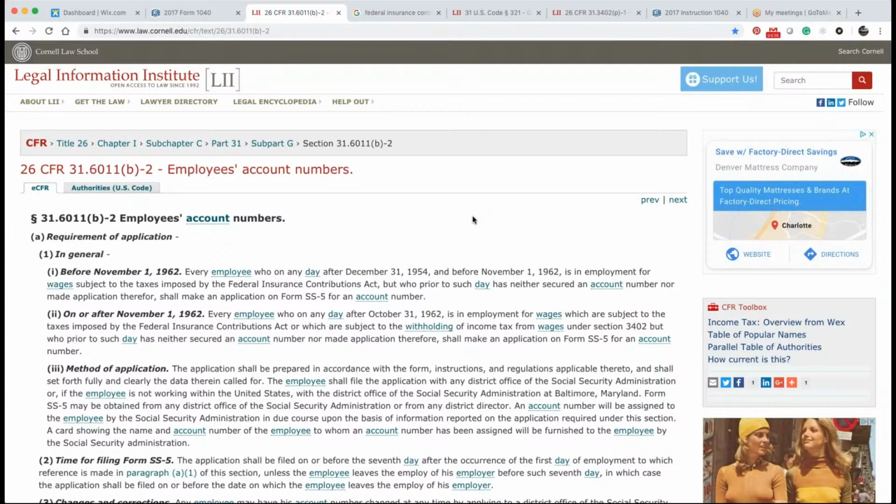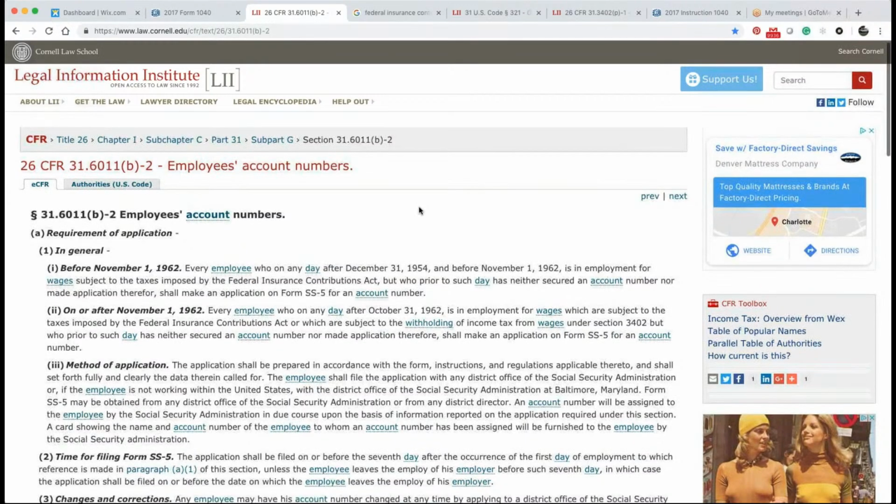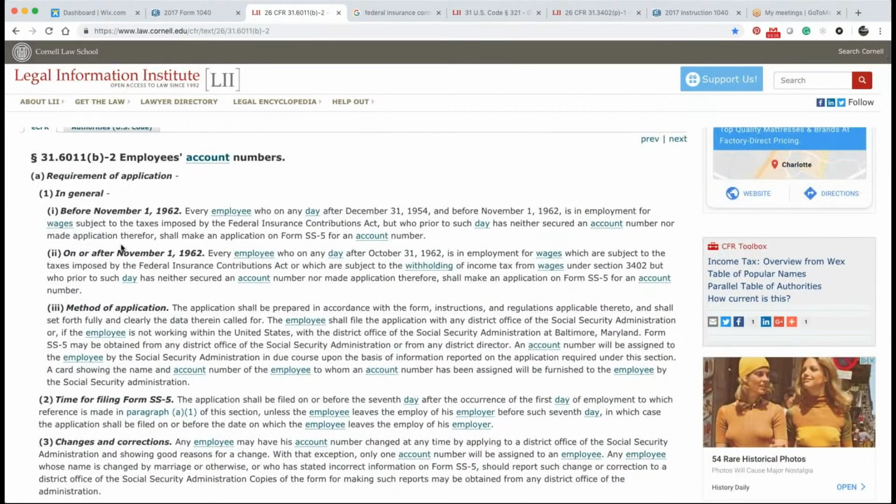26 CFR 31.6011(b)-2, employees' account numbers. Requirement of application in general. I'm skipping number 1 because that's before 1962 and may not apply to most people right now. But here we go, number 2.